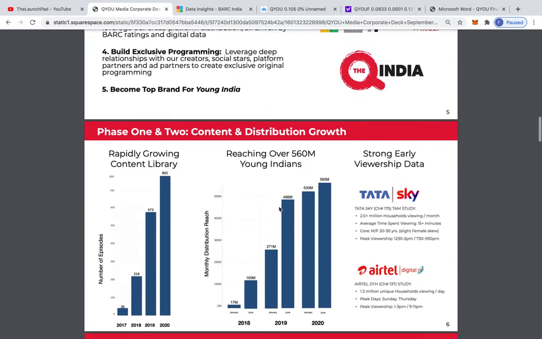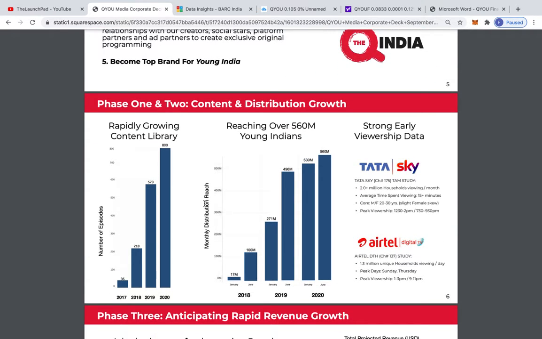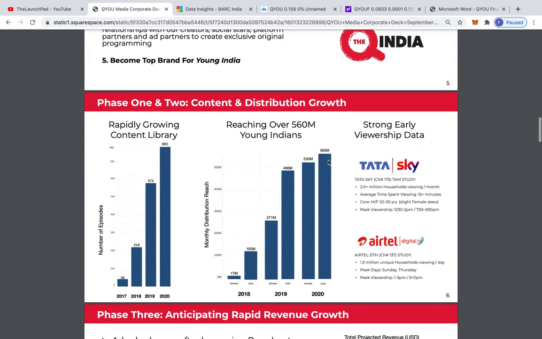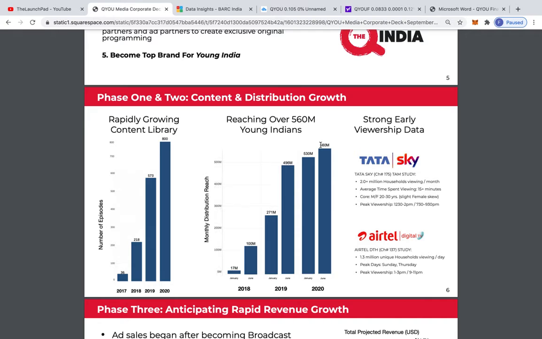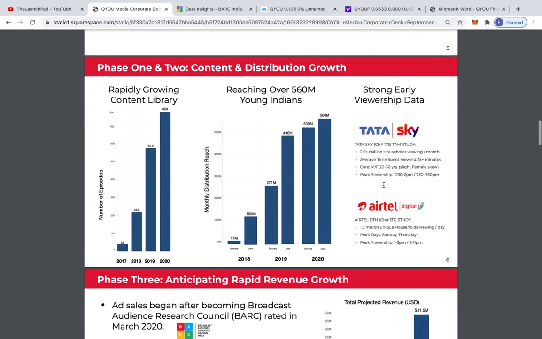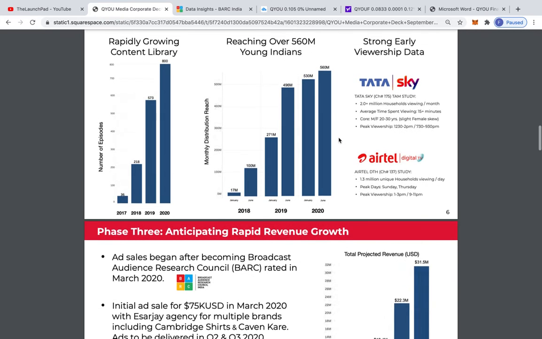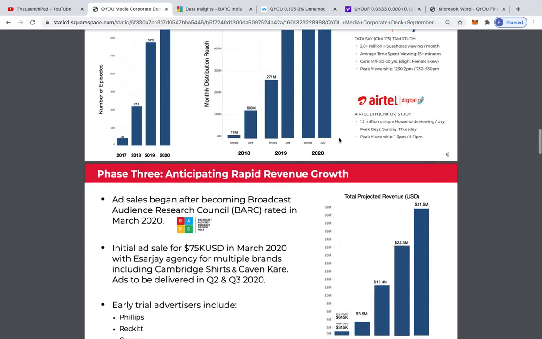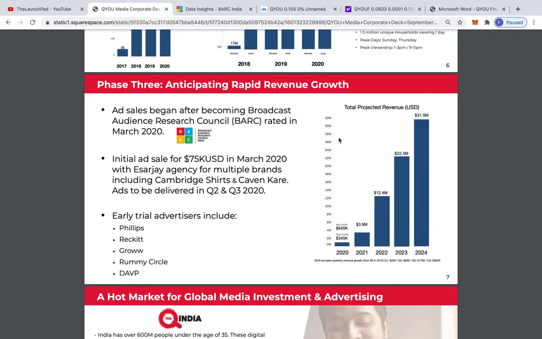Now, let's go down and look right here. This is the monthly distribution reach. Two years ago, in January 2018, there were 17 million reached monthly. Flash forward to June of 2020, we have 560 million young Indians. And that's pretty insane growth, guys. That's real growth. Something to get excited about.